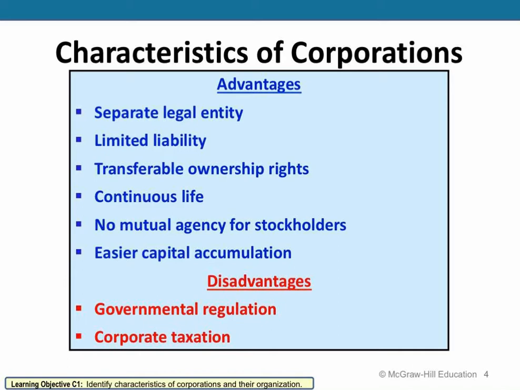And then similarly for the publicly traded companies, that's going to have a continuous life to where you're just transferring those shares on the secondary market afterwards, to where similarly you could leave those as an inheritance to someone else, but the company is going to survive irrespective of who owns those shares based on the owners passing away. There's no mutual agency for stockholders, and there's easier capital accumulation as far as going to the market and doing such as a secondary offering.